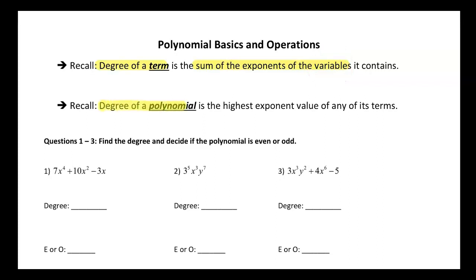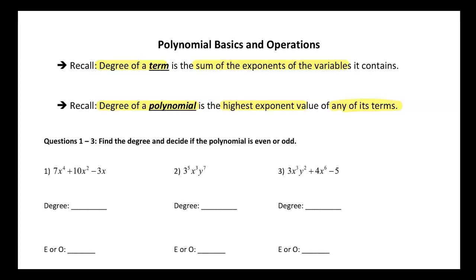The degree for a polynomial, and a polynomial is one or more terms, is the highest exponent of all of the terms. So it's going to have the highest exponent value for any of the terms. So we're going to look at numbers 1 through 3. If I ask you to find the degree, that's what we just defined.